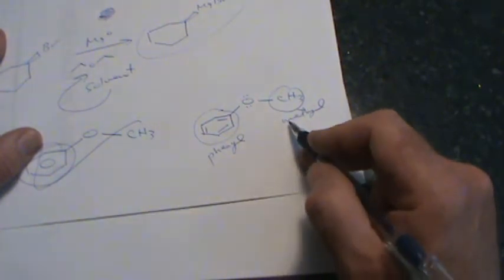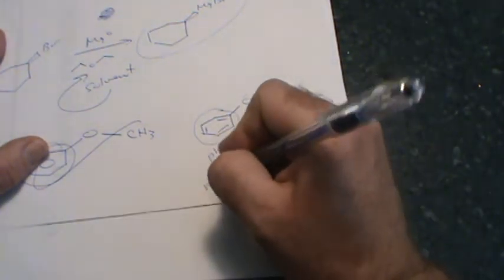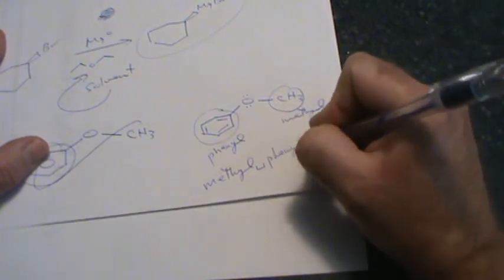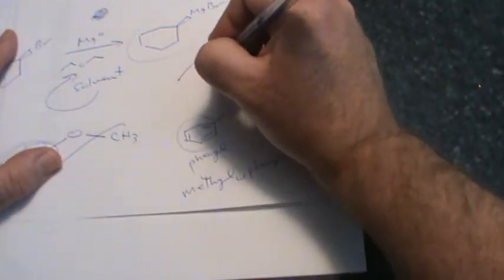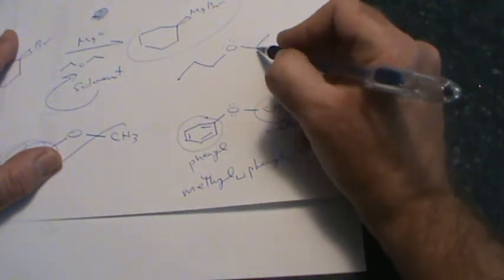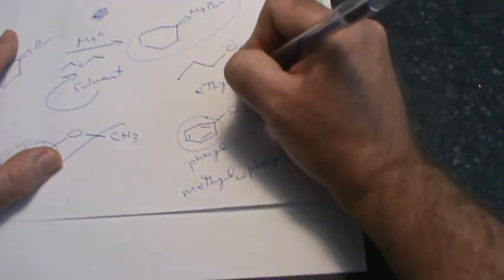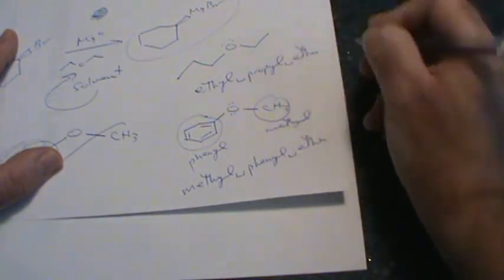We're just going to place them in the name according to alphabet, M before P, so this becomes a methyl phenyl ether. If you had a propyl and an ethyl, E comes before P, so this would simply be ethyl propyl ether, and you'll get the hang of it.